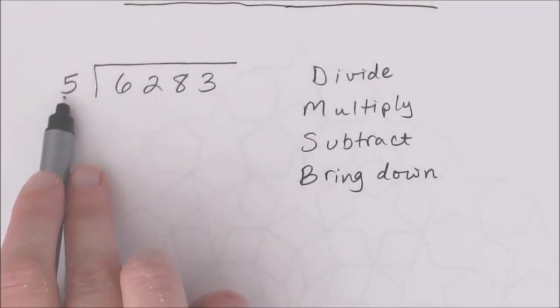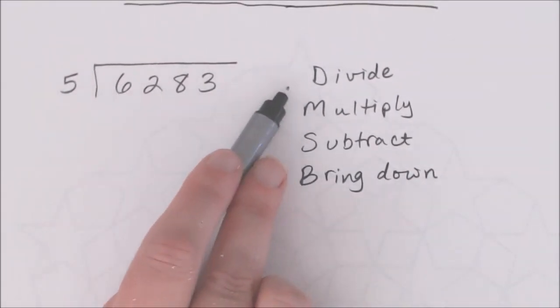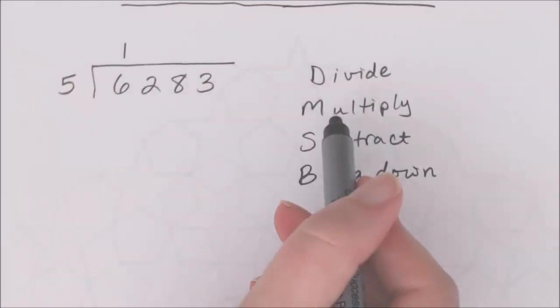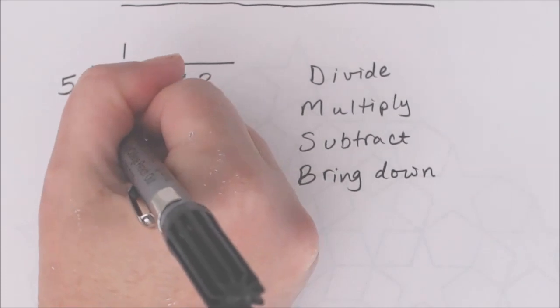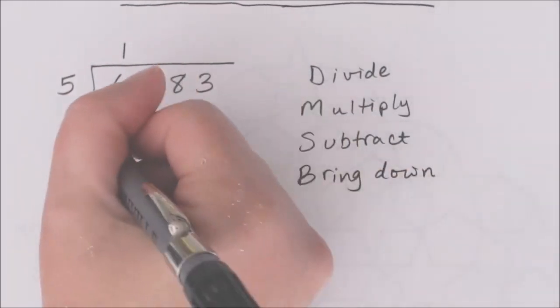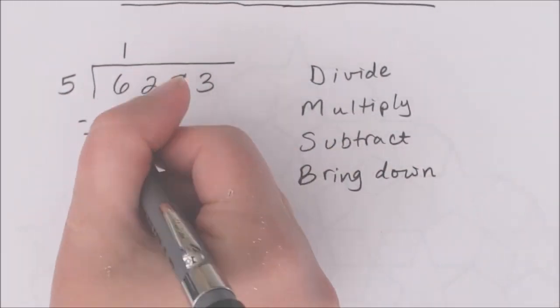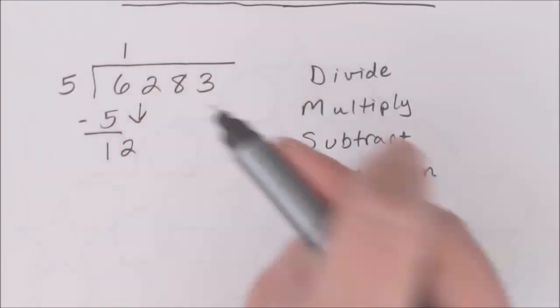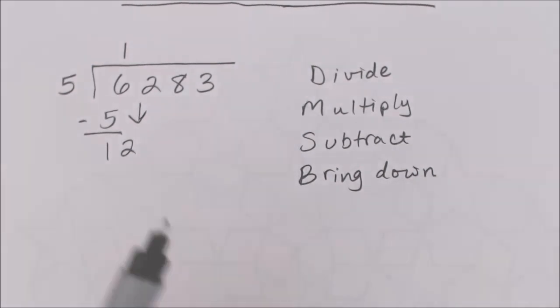So we're going to take 5, we're going to divide it into 6. That's the first part of the algorithm. 5 divides into 6 one time. So I'm going to multiply. That's the next part. 1 times 5 is 5, and then the S is subtract. So I'm going to subtract. 6 take away 5 is 1, and then we're going to bring down. So I'm going to bring down the 2, and then we're going to repeat the process.